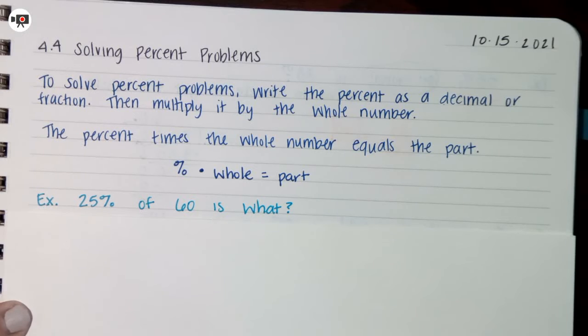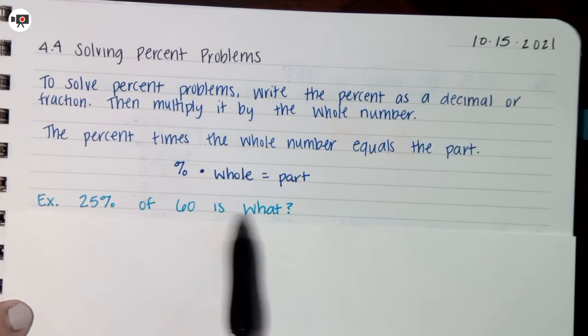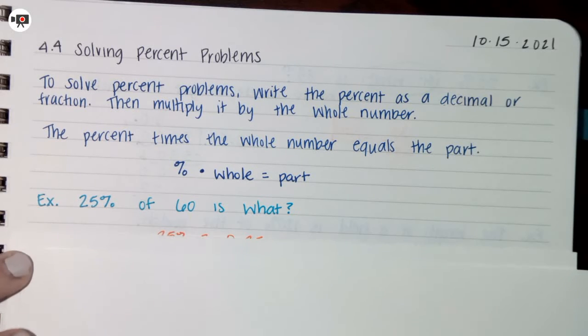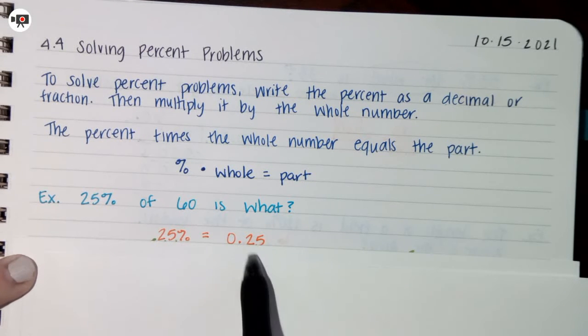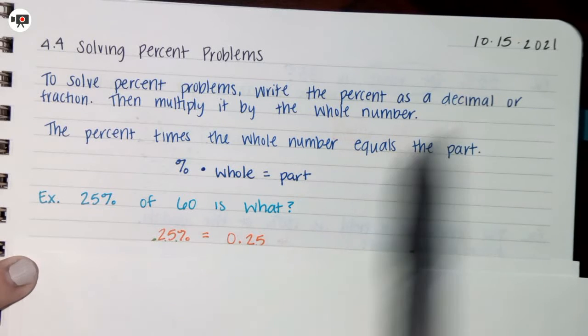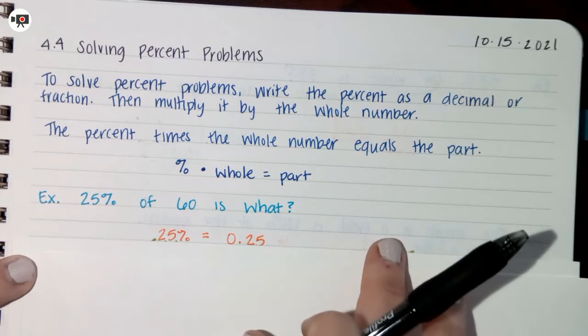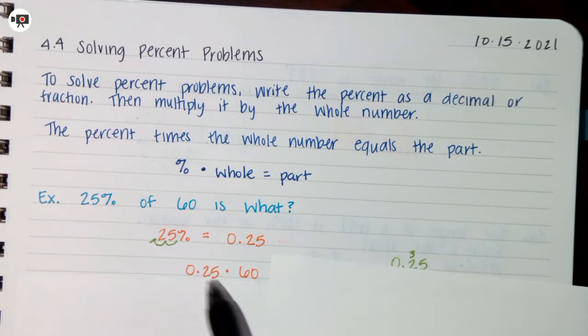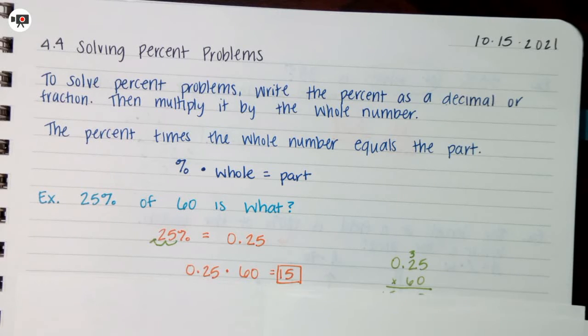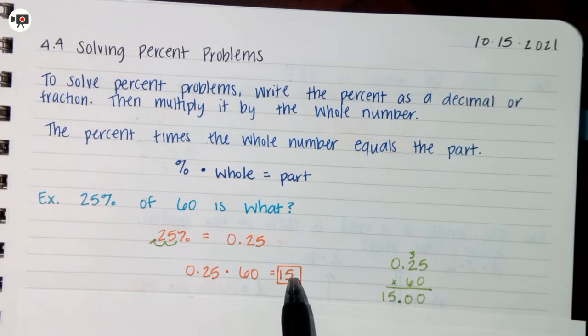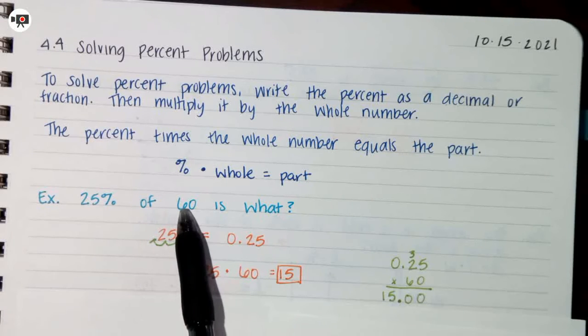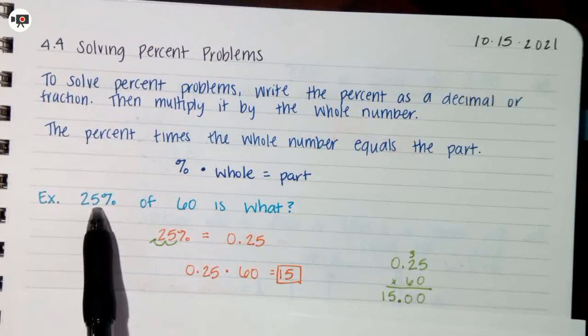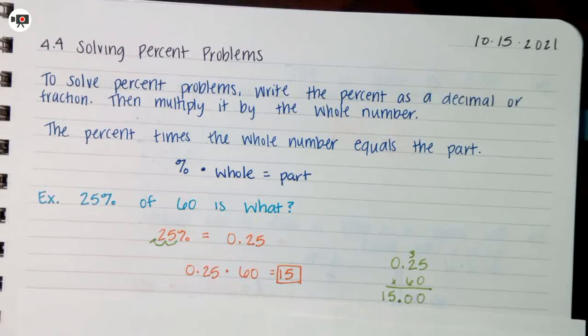So an example, 25% of 60 is what number? So we're going to take 25%, write it as a decimal. That's what it says first, write it as a decimal. So we get 0.25 by moving our decimal 2 places to the left. Then we do 0.25 times 60. And if I do the math, that equals 15. So 15 is 25% of 60. We could say 25% of 60 is 15.